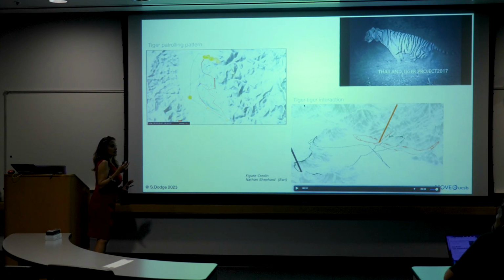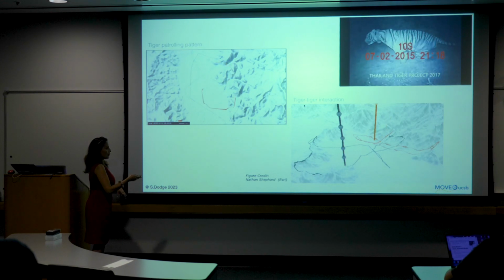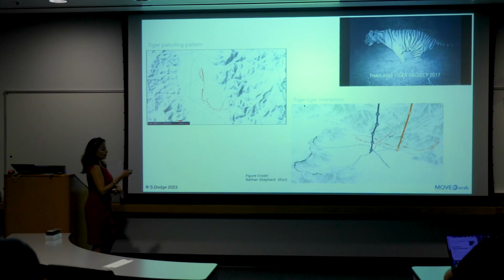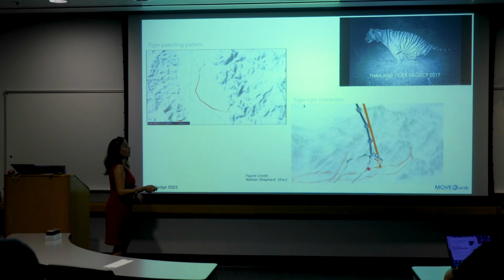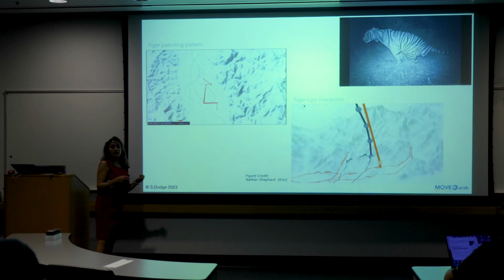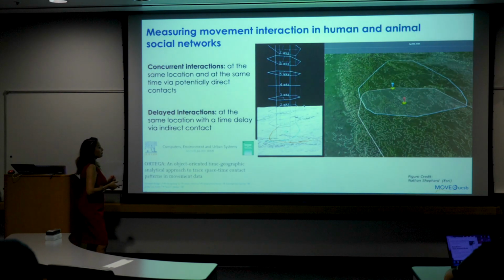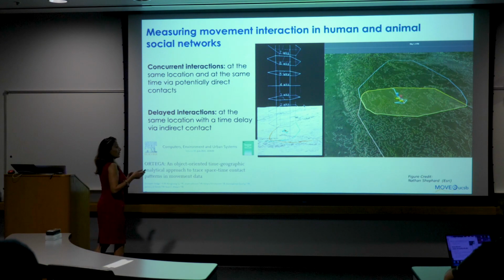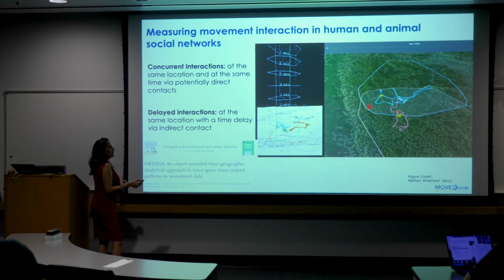So we were interested to not only look at this, maybe I go back again. So not only looking at where do they meet, like here, but also where are the delayed interactions, how we can capture that in the data. So something like this, that these two tigers are interacting in their shared portion of their boundary, although these are mother and daughter, that's why they meet often.